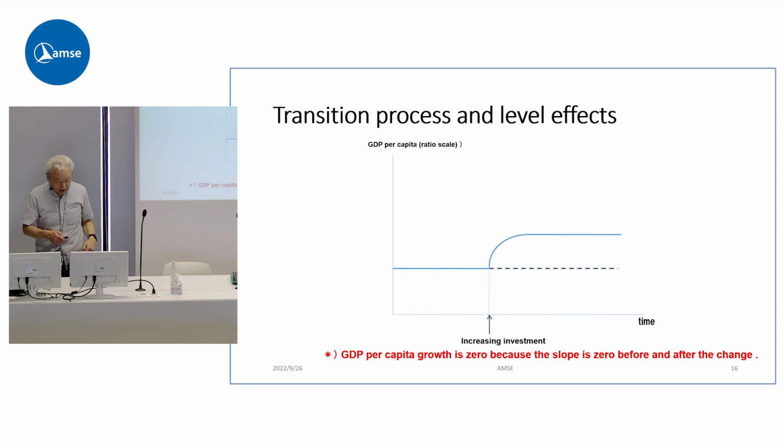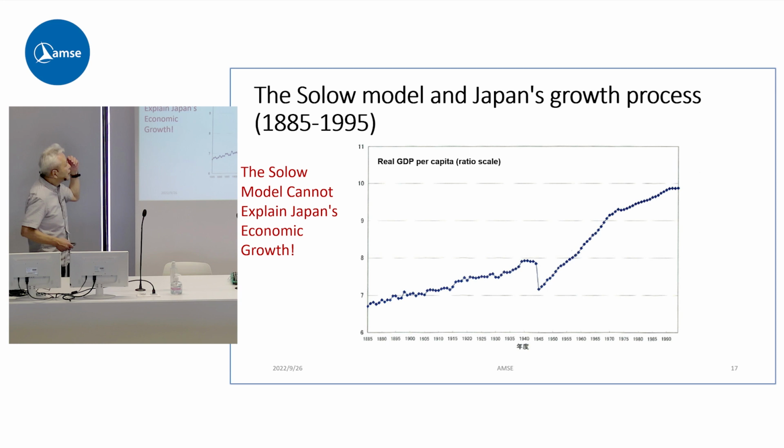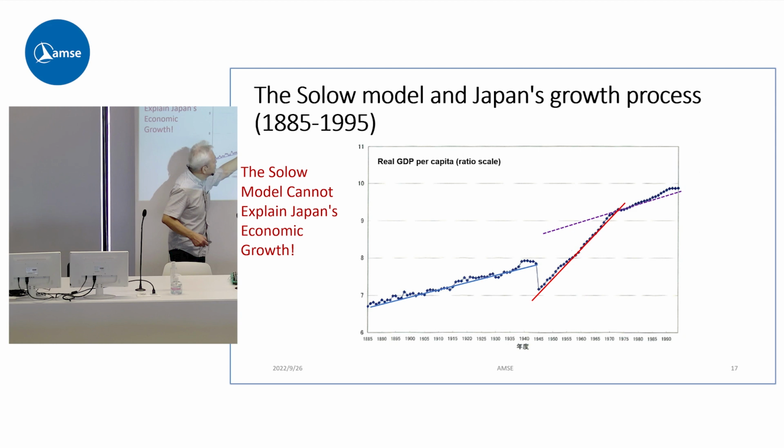So we can evaluate this property against reality. This is the Japanese growth process, maybe over 100 years. We have this kind of trend line. Okay. So this graph is very different from Solow's original timeline diagrams. So it is very different from reality.